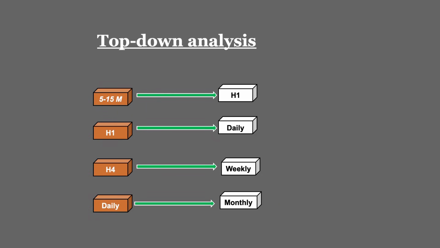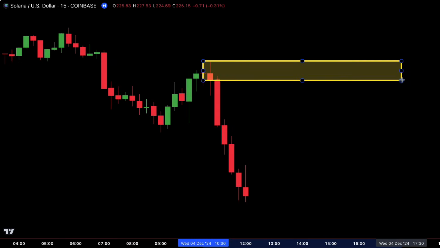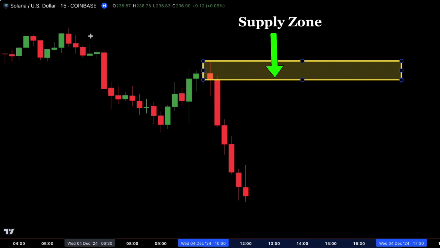Once you spot a trade on your trading time frame, switch to the higher time frame to ensure your trade plan aligns with the market direction on the higher time frame. Alright, let me show you a real chart example. On the 15-minute chart, you notice a clear supply zone forming. This zone is created because big institutions are gradually placing sell orders, causing prices to drop significantly from that area.